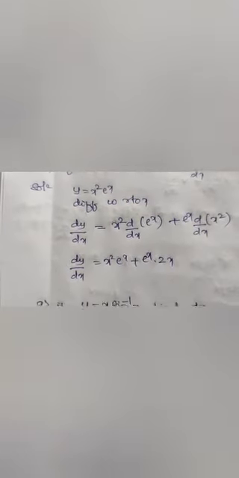This one we can write with e to the power x taken common, we get e to the power x into x square plus 2x.